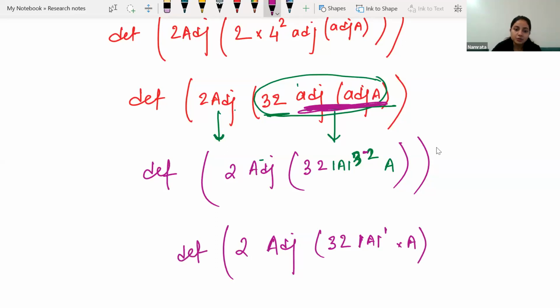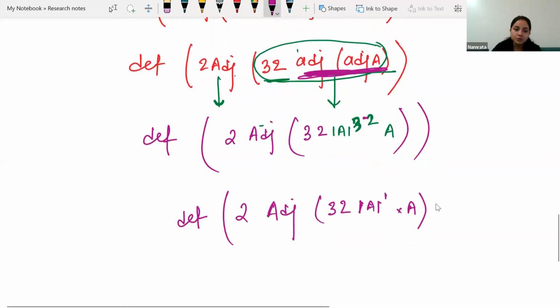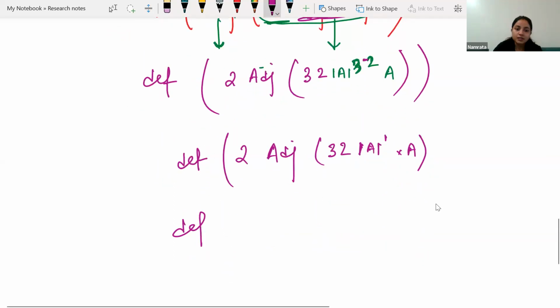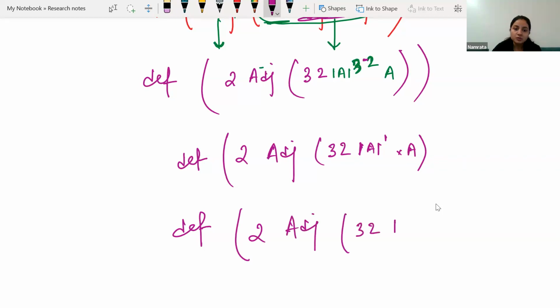Outside this determinant is there. Now what will we be having? This determinant, then 2 adjoint and 32. Determinant of A to the power 1 is there, or only determinant A is there, we can say, into A is there. Now this we will just treat as a scalar k.